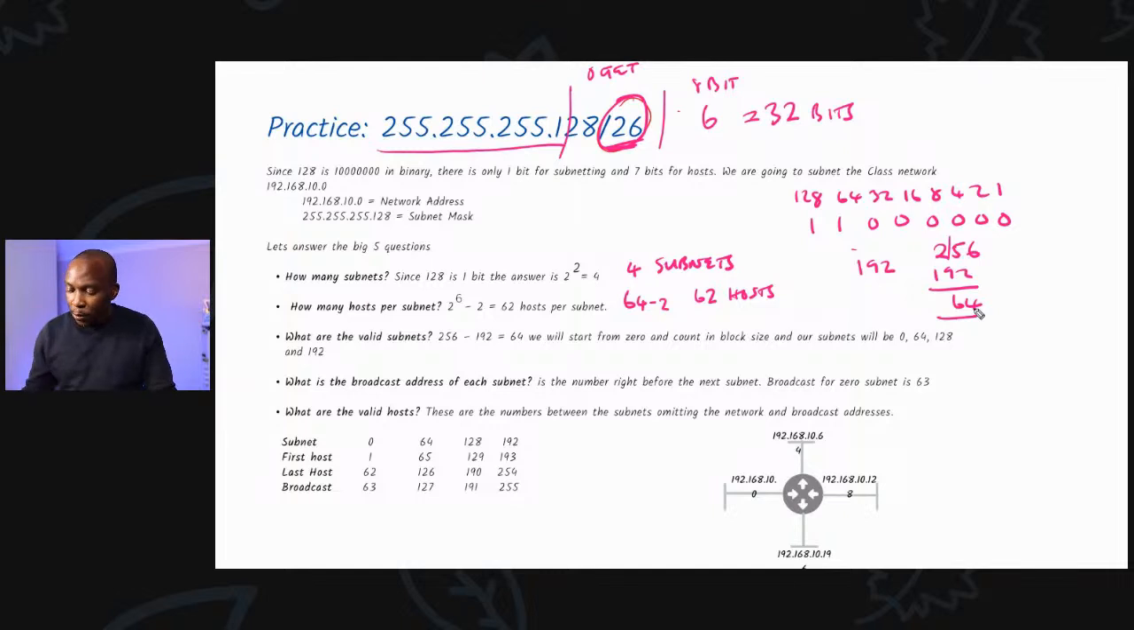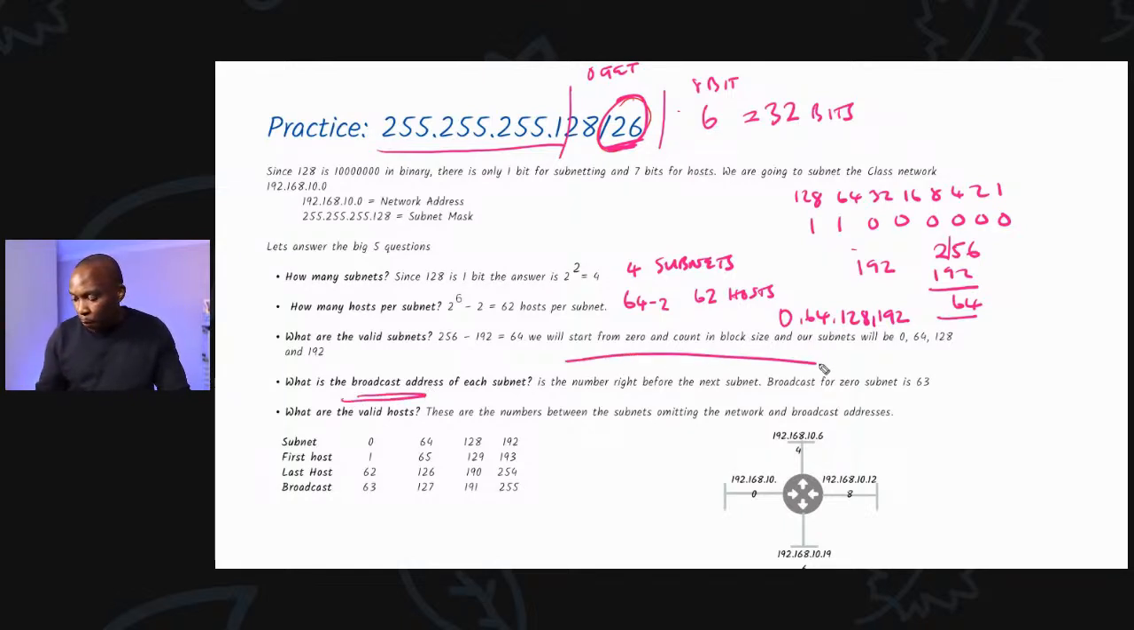So the first network is going to be 0, 64, 128, 192. And those are the 4 networks that you're going to have. What are the valid hosts? Oh, sorry, what is the broadcast address for each network? It's going to be the value before the next subnet. So the first one is 0, 64, 128, 192. Right, those are the 4 networks.